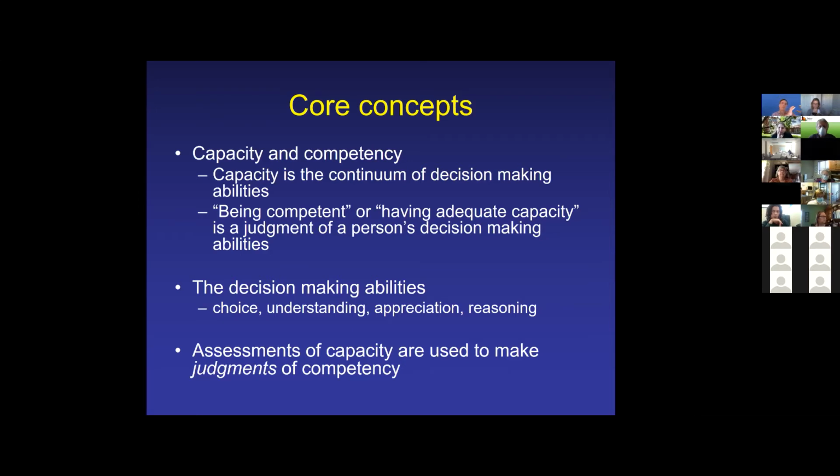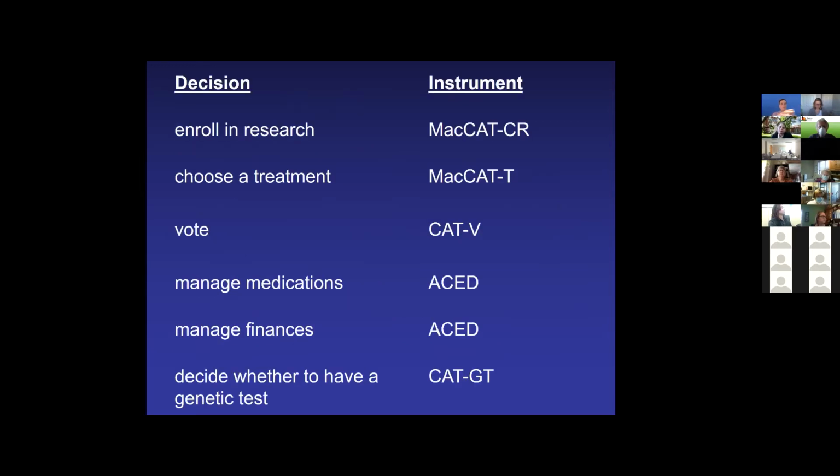So moving from this status-based approach of give me a diagnosis to assessing decisional ability has put on the table, well, give me a decision and I can give you an instrument, if you will, to assess someone's ability to make that decision. For a while we were part of this cottage industry of instrument development around various decisions, like the decision to enroll in research, choose a treatment, vote, manage medicines, finances, or decide whether to have a genetic test. These are all instruments put out there to give you some structure to deciding whether someone can make the particular decision.